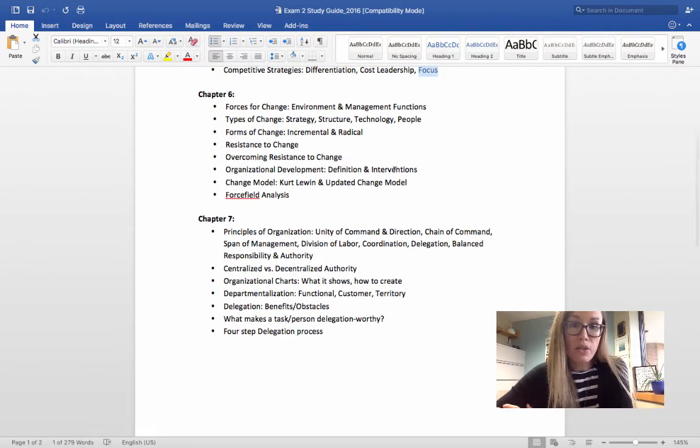Chapter 6 was all about change, and definitely know that the forces for change can be both external, which is more the environment, versus internal, which is more management and structure and things like that. The types of change, you'll be given some examples. If I said we're going to give you all electronic means to collect money from your customers instead of manually, then that's going to be a technology change.